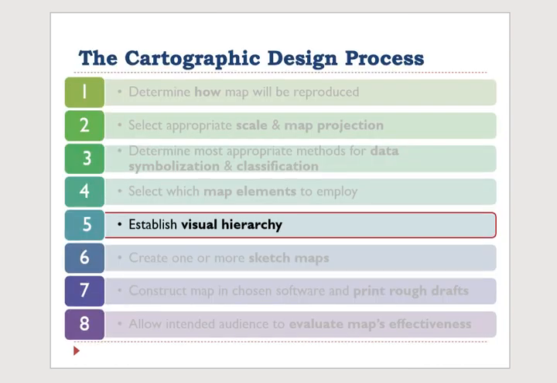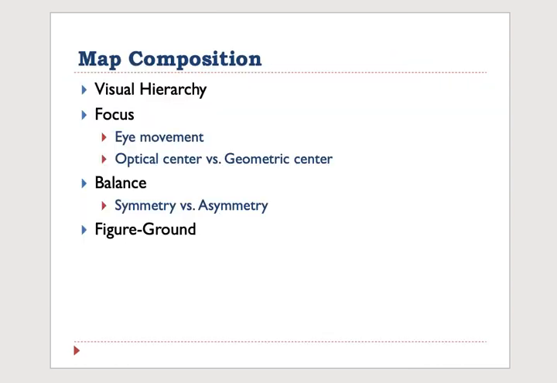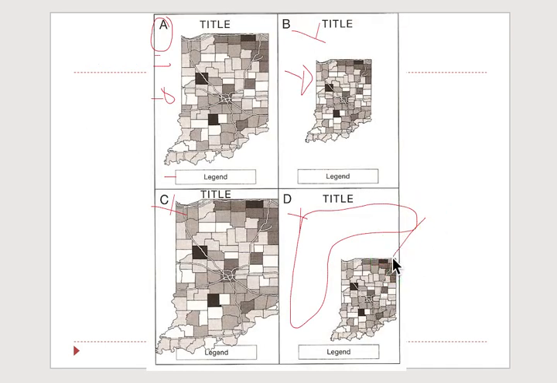Next, we are going to establish visual hierarchy. That is what I've been talking about for these past examples: our eye movement, and the optical center versus the geometric center. We also have to look at balance, because we can see in this example the balance is far off to one side. So you want to make sure it's equally balanced, like A, when you're creating your map.